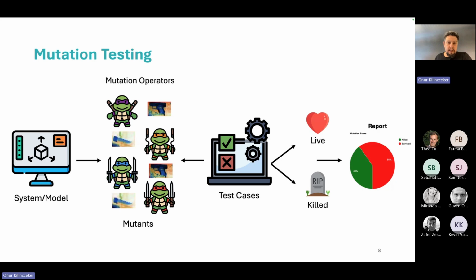And then we measure whether our test cases are capable of detecting this faulty behavior in our system. If our test case is capable of detecting the fault, the mutant becomes killed. Otherwise, it stays alive. If it is killed, which is a good sign for our test case, it is represented as a green area in the test report we generate at the end of this procedure. And in the report, we also include the mutation score, which is a powerful coverage metric for measuring the quality of our test cases.